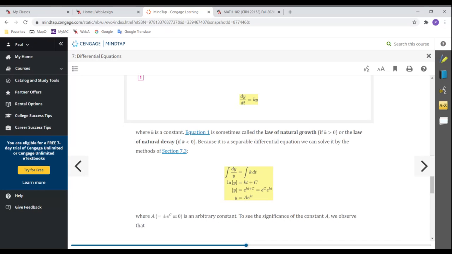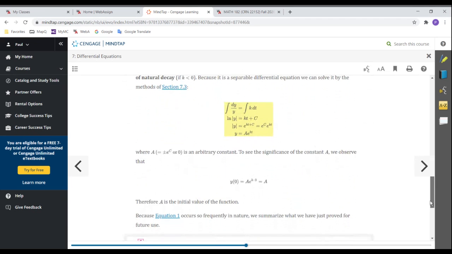Populations, amount of isotope left, that's positive. So, well, I got to be a little bit careful here. Actually, hold on that. What they do is they let a be plus or minus e to the c, and that allows the absolute values to be dropped. But that's fine. So here then we have a solution y equals a times e to the kt power. That's the solution to our differential equation, dy/dt equals k times y.